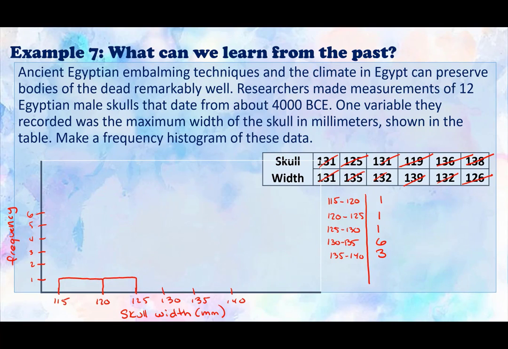Now, I just noticed that these are a little bit off. You're definitely going to want to keep them nice and equally spaced. Between 125 and 130 inclusive, again, we have 1. And I realize that these are just getting smaller and smaller. That is my bad. Between 130 and 135, we have 6.